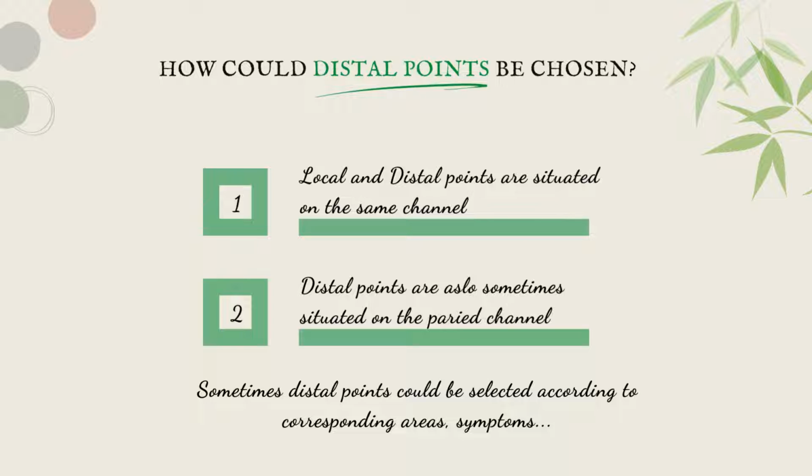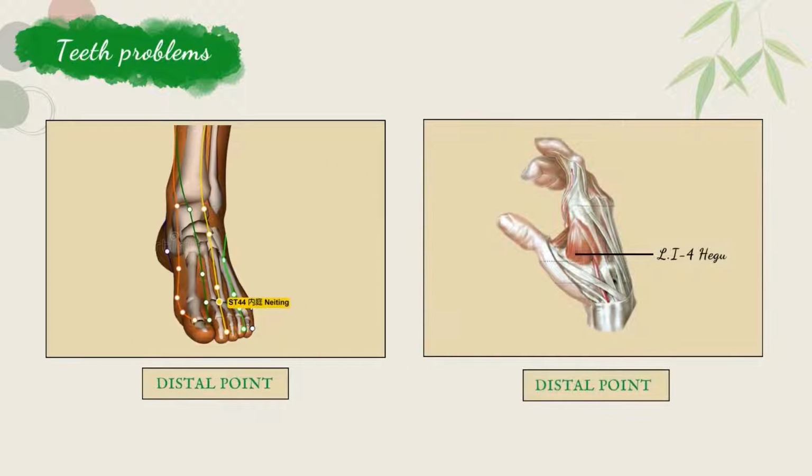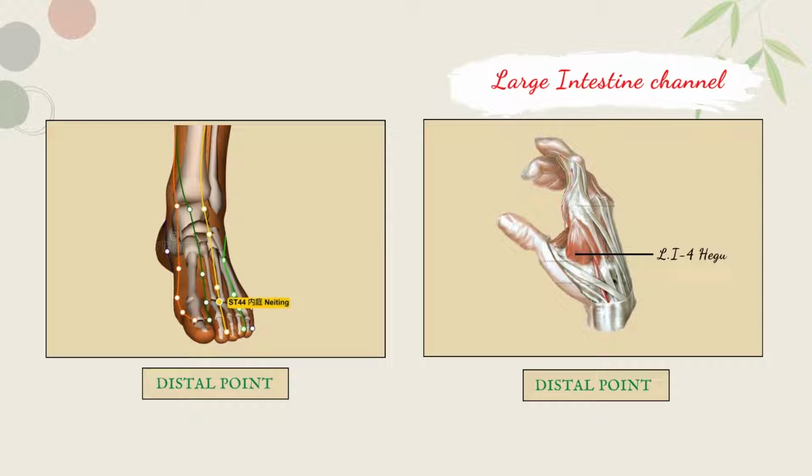However, distal points are not necessarily only those of the channel involved. They could be situated on the other channels, usually the pair channels. Coming back to the example of teeth problems, besides Nei Ting, He Gu could also be chosen as a distal point. And as you can see, He Gu is located on the large intestine channel, the pair channel of the stomach channel.